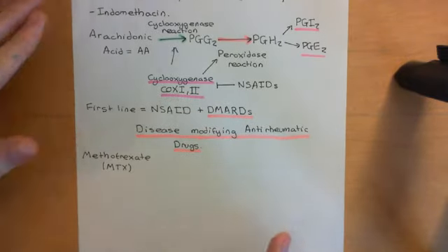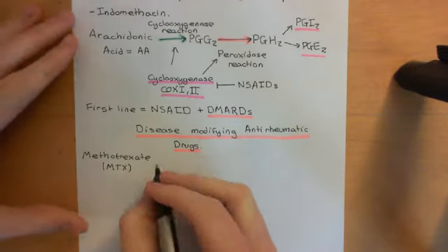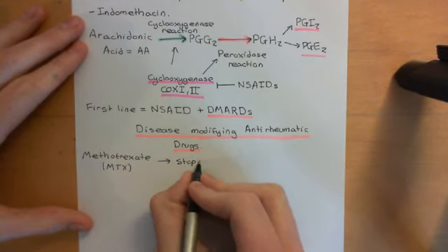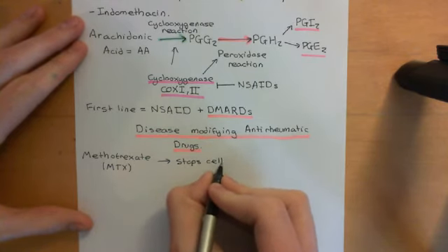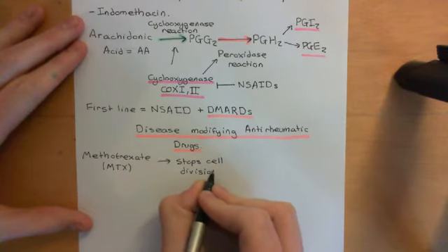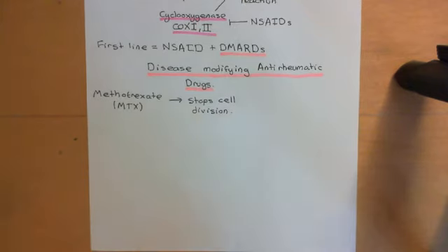Okay, so how does methotrexate then produce immunosuppression? Well, basically the way that it produces immunosuppression is by stopping cell proliferation. So methotrexate stops cell division. For this reason methotrexate is also used as an anti-cancer drug, where clearly stopping cell division is very useful. Now, why does stopping cell division then produce immunosuppression?